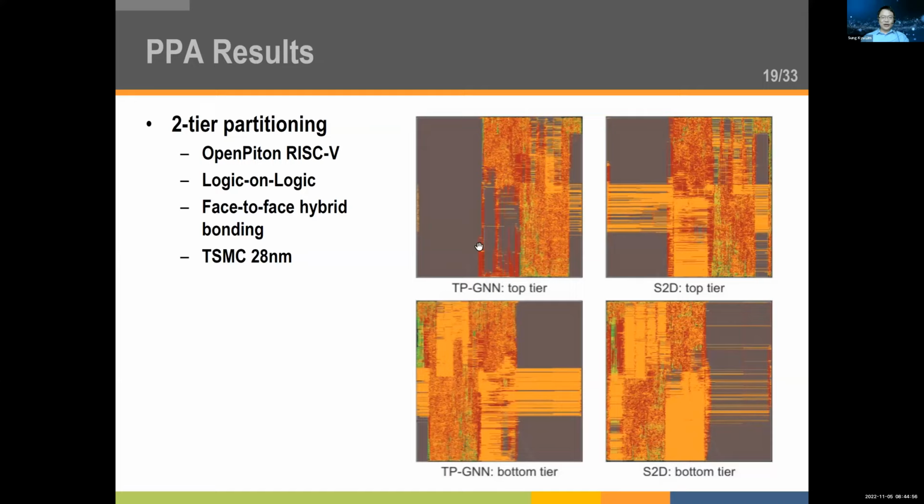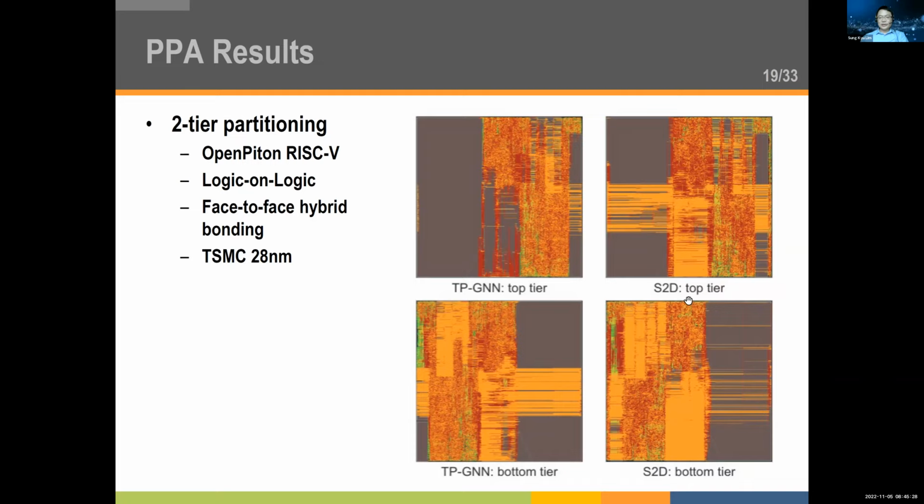So what you see on the left is based on machine learning tier partitioning. We're showing you the top tier GDS, memory, and then routing shown. On the bottom is the bottom tier GDS of the same benchmark. And on the right hand side, we have done some work early on. Strunk 2D is another flow that we published a few years back with Qualcomm. That's the design that we obtained using bin-based FM.